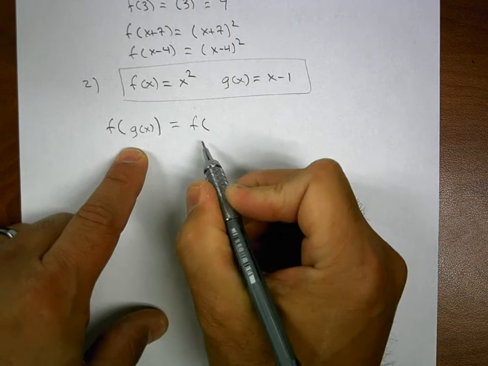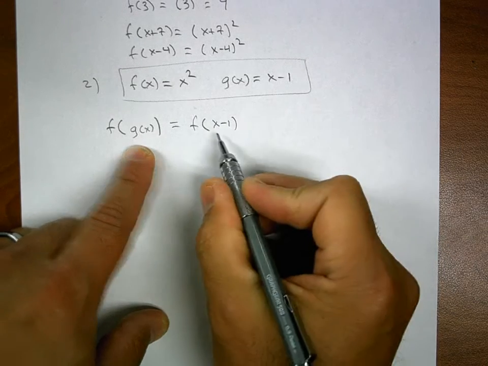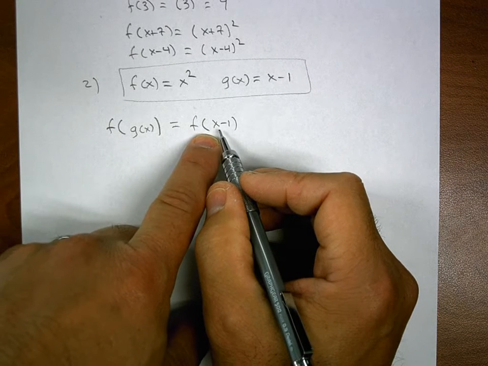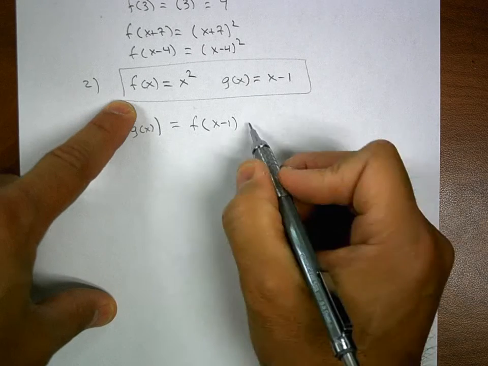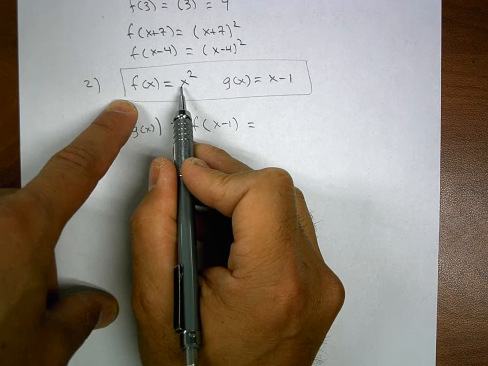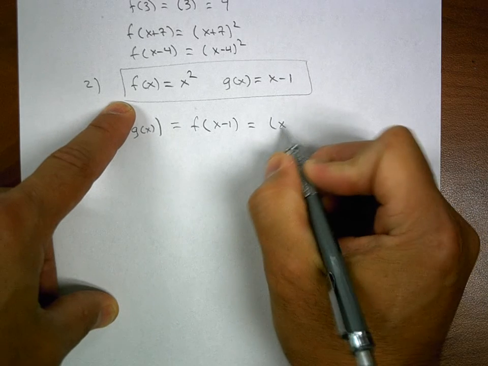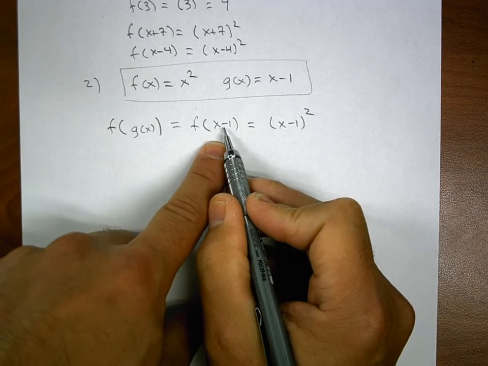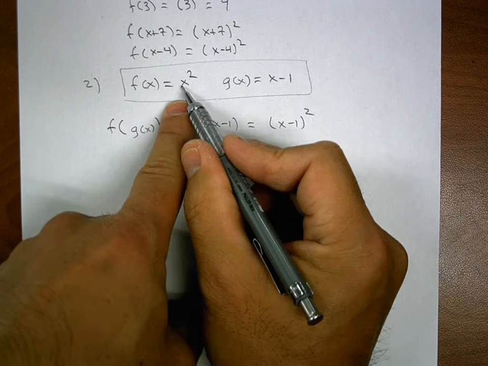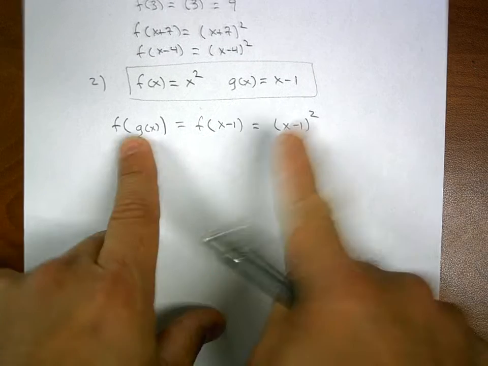So f of, hey, what's g of x? X minus 1. So just put x minus 1. It's f of x minus 1. We just did these in that first example. Wherever you see an x in the f of x function, what do we substitute in place of x? X minus 1. So this is x minus 1 squared. There it is. This is what they want you to graph, this composite function.